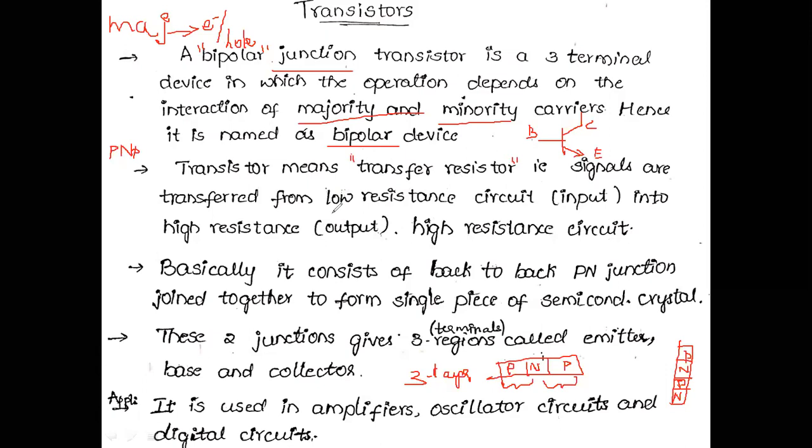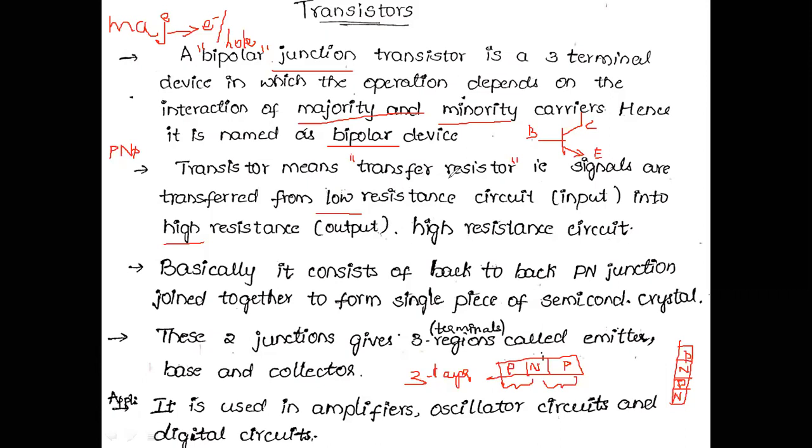Normally in the ideal case, transfer of resistance is from a low resistance circuit across the input side into high resistance across the output side. Formally it is low resistance across input side and high resistance across output side. It may vary, depending upon the circuit operation, the circuit requirements or the circuit designing part. Input may be high and output may be low, and can be maintained.